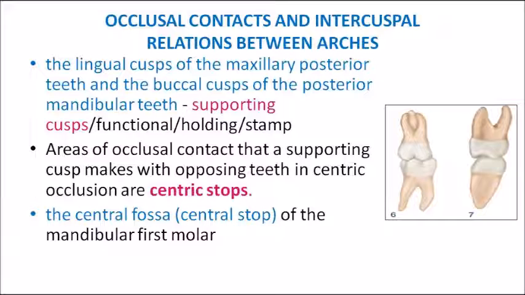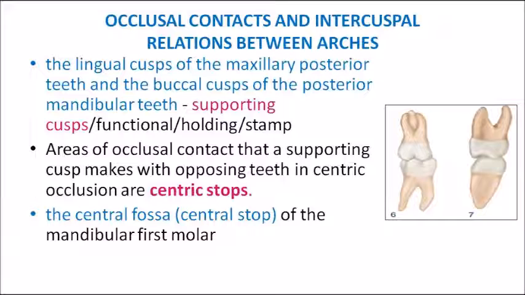The first term we are discussing is the supporting cusp, or functional cusp, or holding cusp, or stamp cusp. All these four terms refer to the same cusp. In the upper arch, it is the lingual cusp of the posterior teeth, and in the lower arch, it is the buccal cusp of the posterior teeth. These two cusps make contact with the opposing teeth during centric relation. That is why it is called a supporting, functional, holding or stamp cusp.